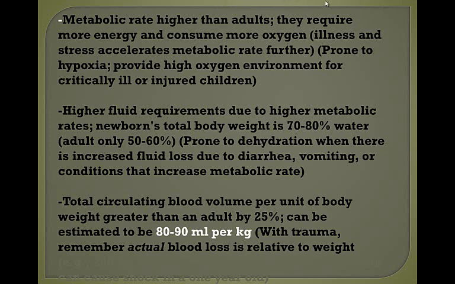You should know that the total circulating blood volume per unit of body weight is greater than adult by 25%, and it can be estimated at 80 to 90 milliliters per kilogram. Meaning, if you have a 10 kilogram child, the estimated blood volume of that child is 900 milliliters. This is important to remember when you are taking blood from a child, and we're going to go over the general rule for that, but I'm going to mention it here.